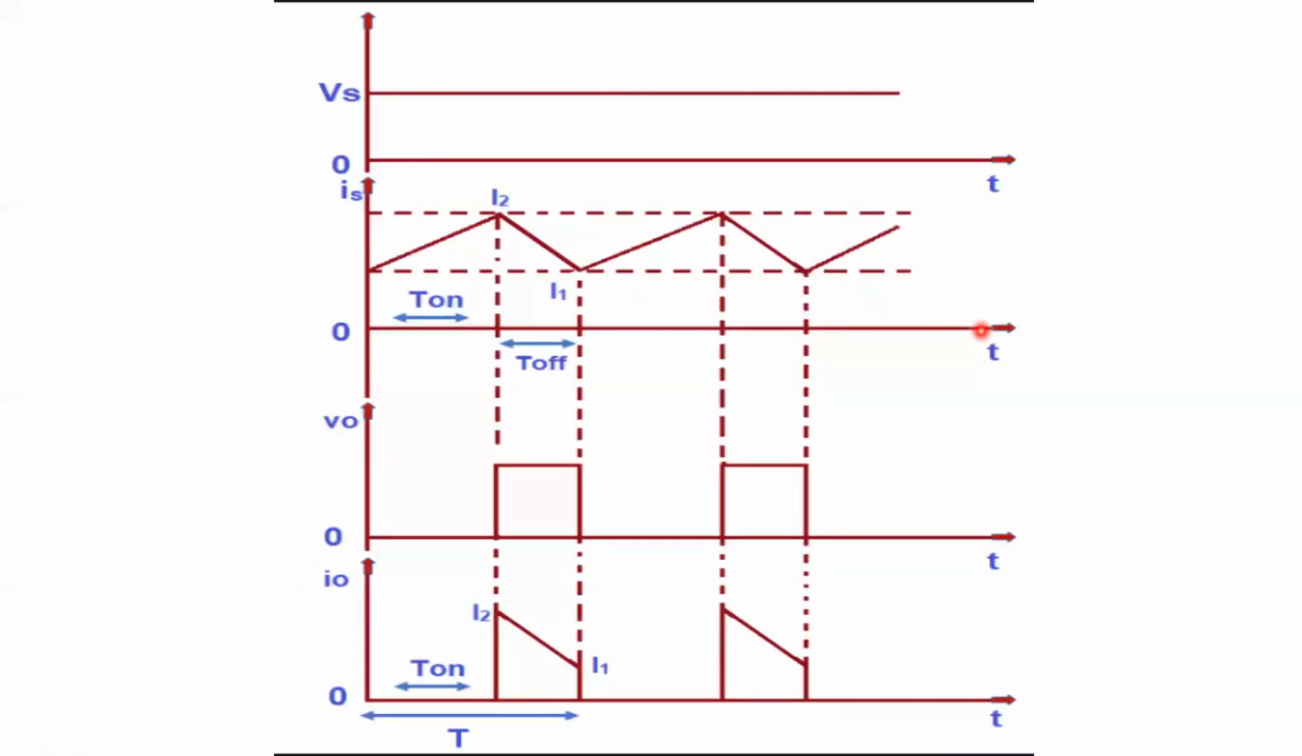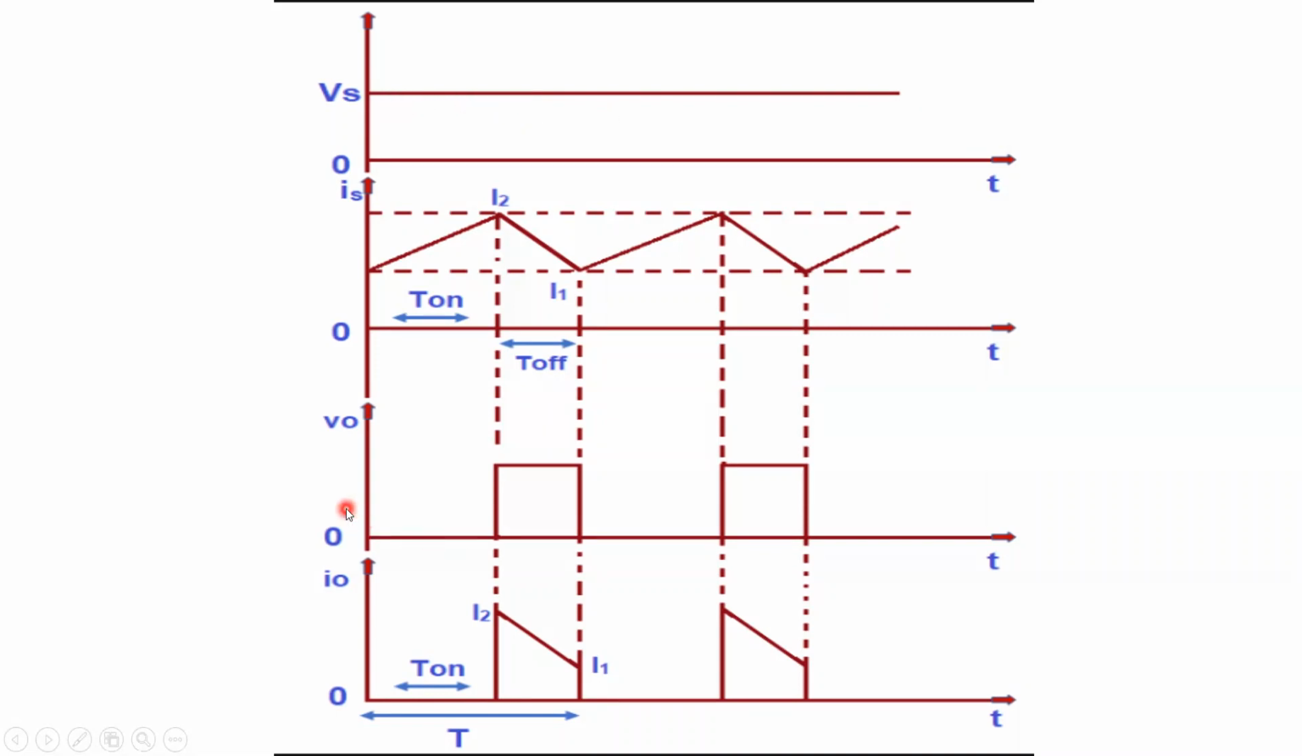So these are the waveforms. First of all, you have to draw the supply voltage, output current and output voltage. Just observe my annotation here. Our supply voltage is DC, so you have to draw a constant line.